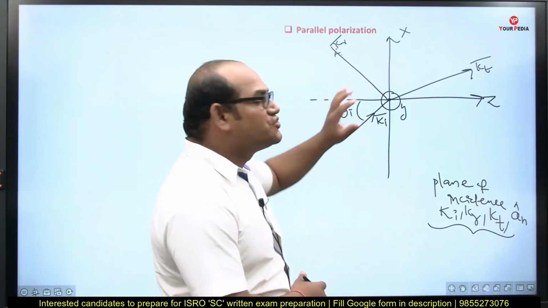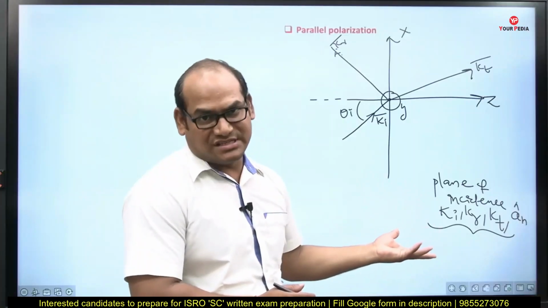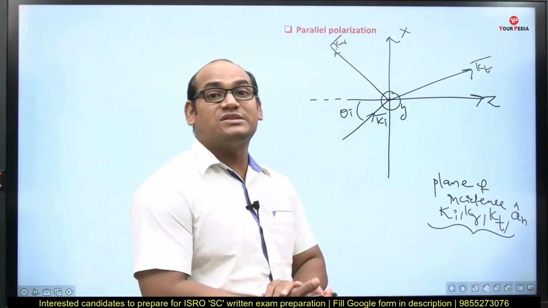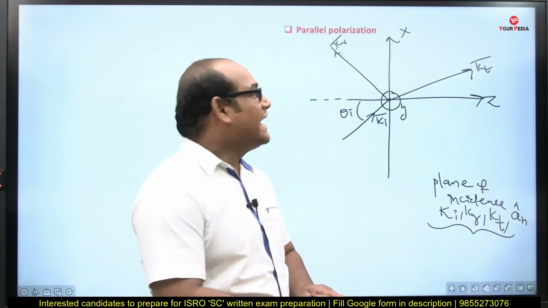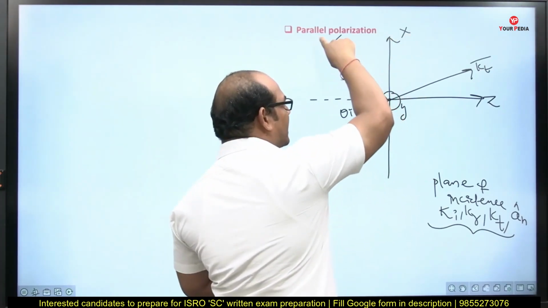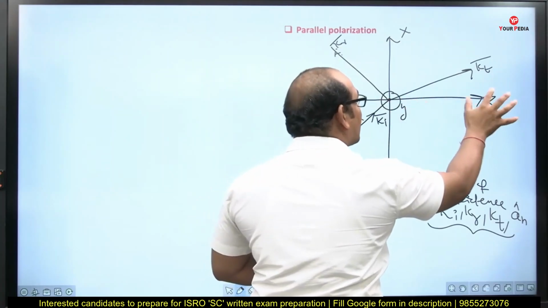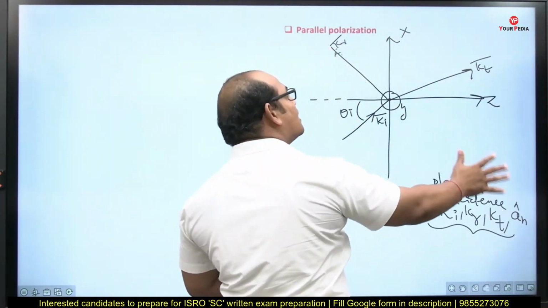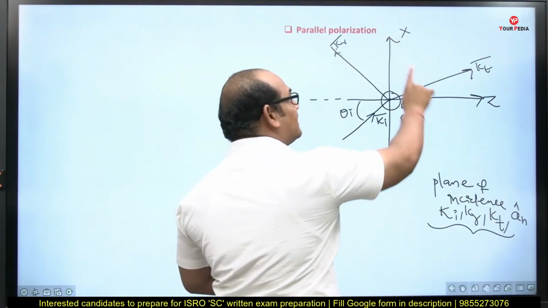And in this particular situation, what is the plane of incidence? See carefully. The interface is the xy plane, but ki, kr, kt and the normal are available on the screen. What is the plane of this particular screen?